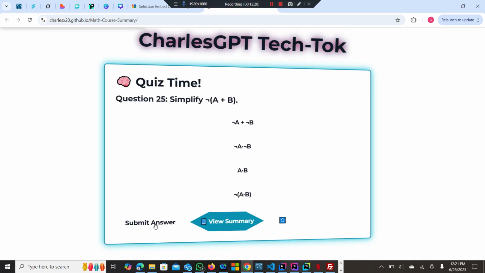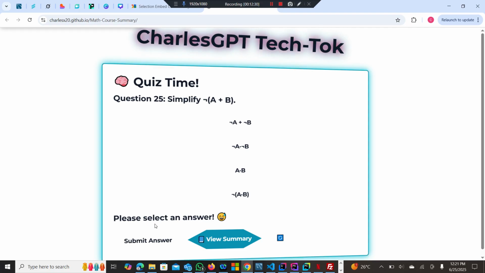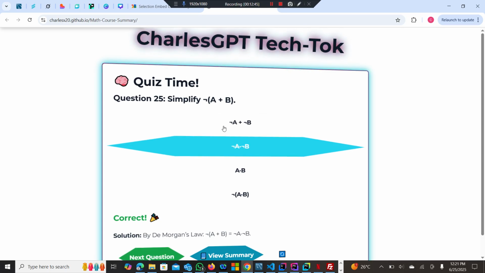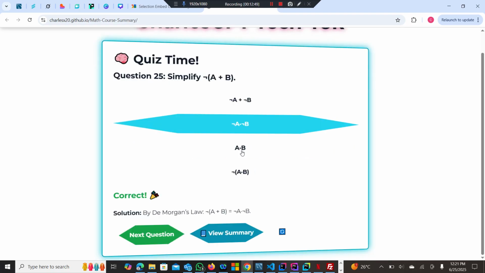So if I try to select an answer without putting anything, it gives me this: please select an answer, please. Then a little smiling emoji. Then this would be this, okay, by De Morgan's law, because it changes the symbol as well, times everything here, and also changes the symbol. We did it in our last course though, so make sure you've watched other courses as well.